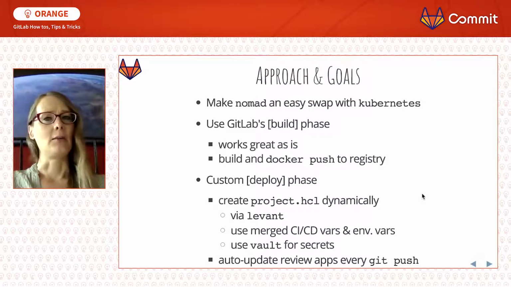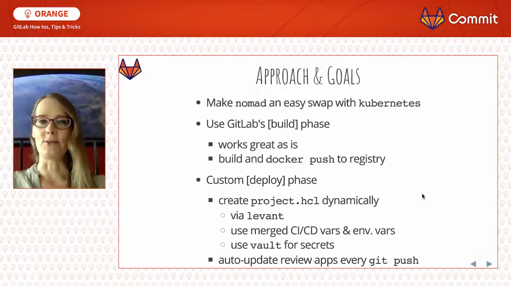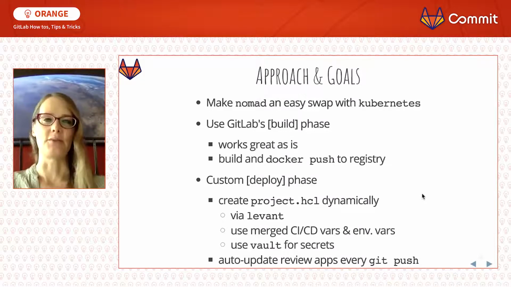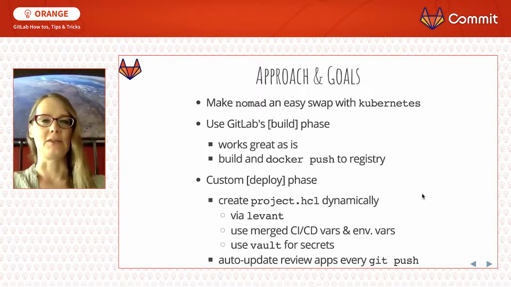So again, our approaches and goals here are to make Nomad an easy swap. We want to use the build phase because it's really sweet. It works great. It does all the things you need to do. It will make your containers. It'll use caching. It'll push right to the registry, whether it's on-prem as a GitLab instance or you're using GitLab.com. So super easy and simple. So just stick with that.